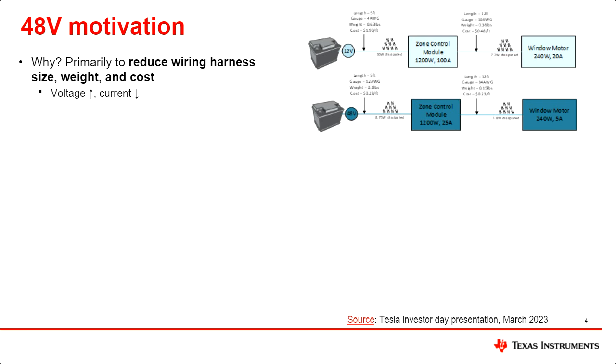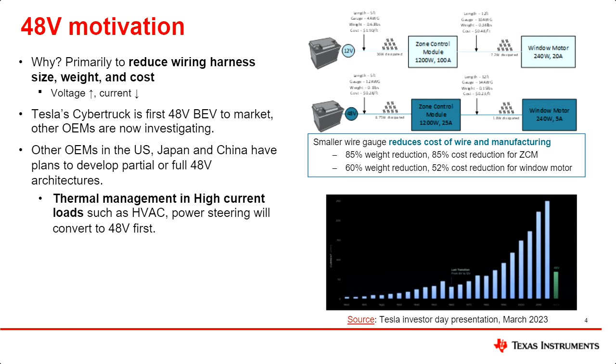Another trend that we have seen here is that generally in a 48 volt system, a lot of these high current loads are being transferred to 48 volt first. And these loads can be like HVAC, power steering, or some other loads. There are multiple OEMs or tier ones in regions like US, Japan, and China who have plans to move towards partial 48 volt or even up to full 48 volt, where we can have the whole car running on the 48 volt rail.